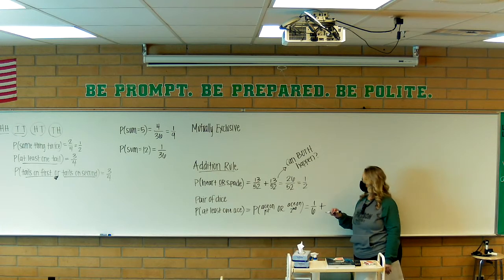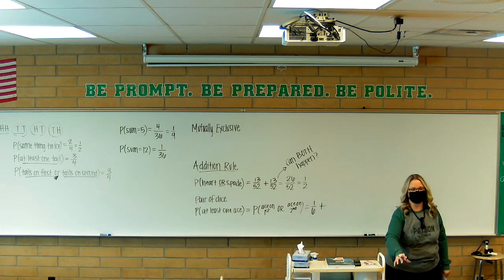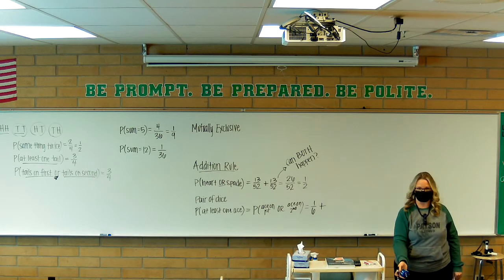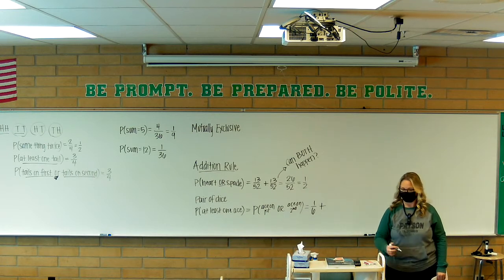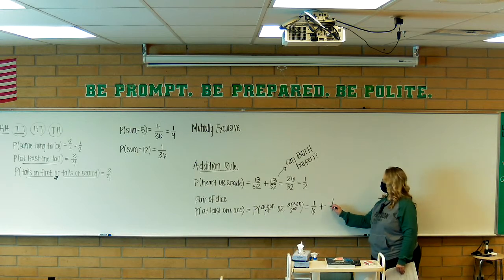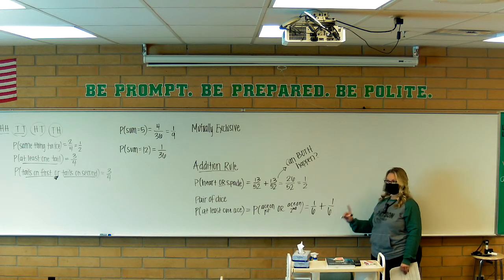Okay. Or ace on the second. What is the probability of getting an ace on the second roll? Also 1 out of 6. And then I always stop. Do not put an equal sign until you ask yourself the question. What is the question?